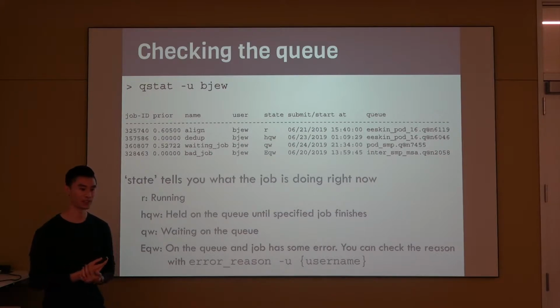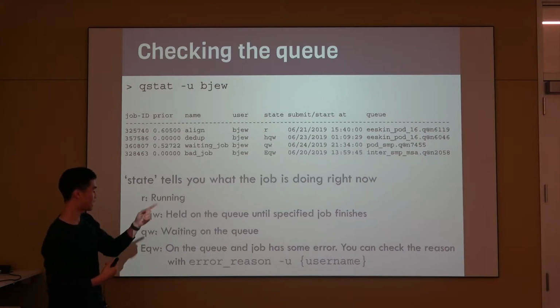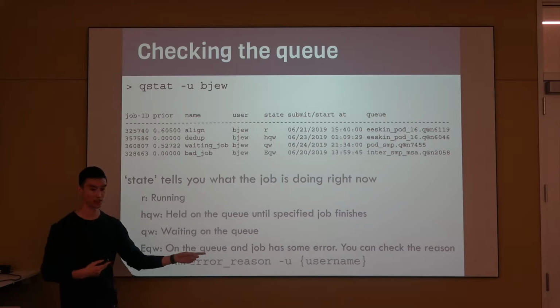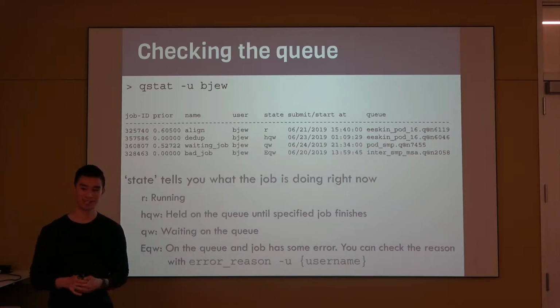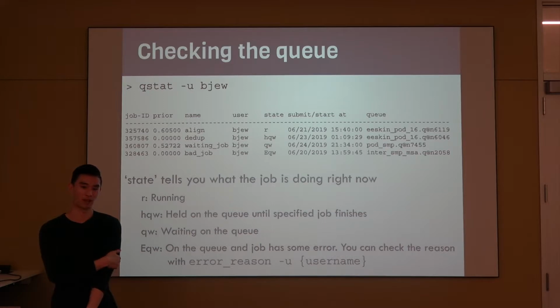It should run eventually. And then Eqw, you don't want to see this. This means it's error, and it's never going to run. And you can see the reason for why this happens by using qstat -j with the job ID, or qstat -explain E -u and your username. And most typically what causes this is that you did -o or -e to a directory or file that can't be made or doesn't exist. That's typically what I've run across, but there may be other causes.